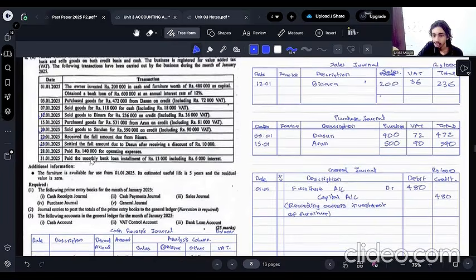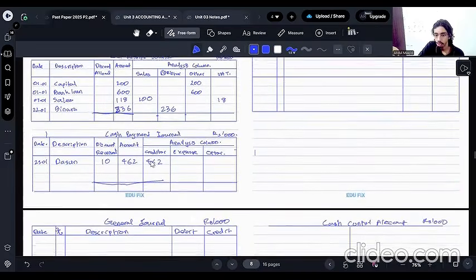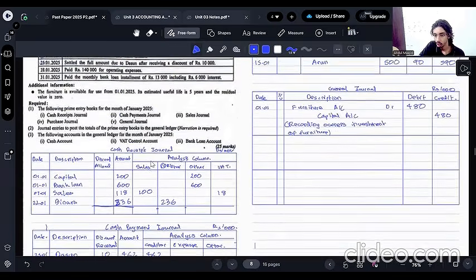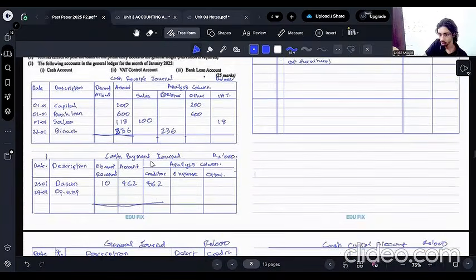Then paid 140,000 for operating expense, 28th of January. Operating expense 140,000. You put it to the expense column.